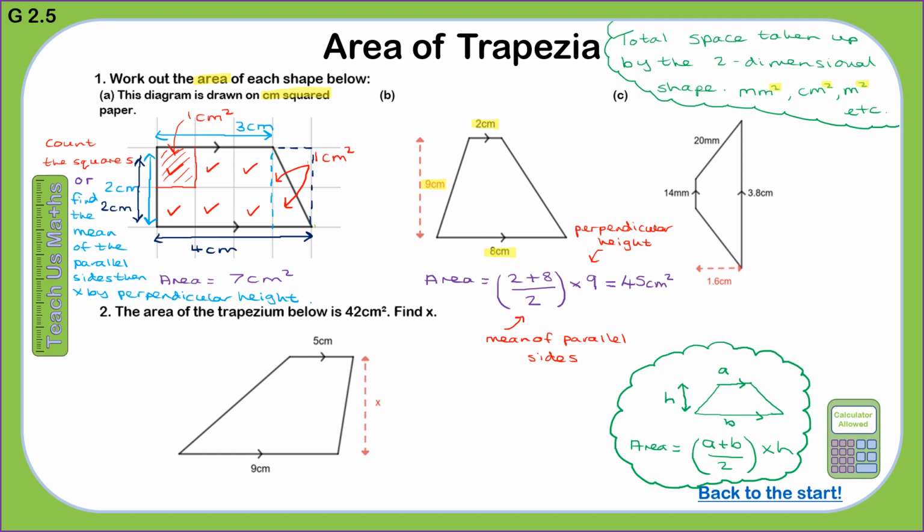Part C. We need to work out the area of this trapezium. Now part C offers us a few challenges. Firstly, the trapezium is not drawn in a familiar way. It has been rotated. It often helps to redraw it the usual way up, making sure we label the measurements correctly.